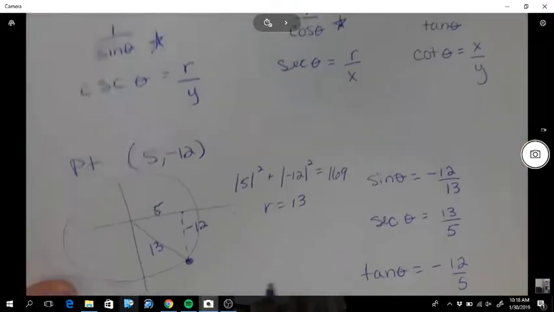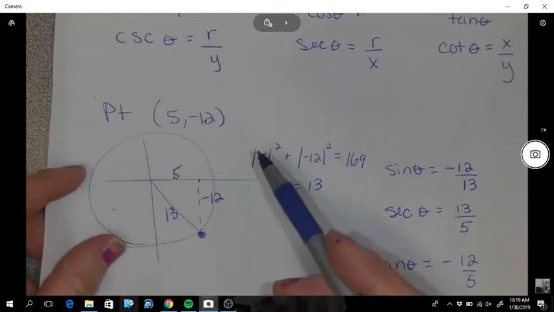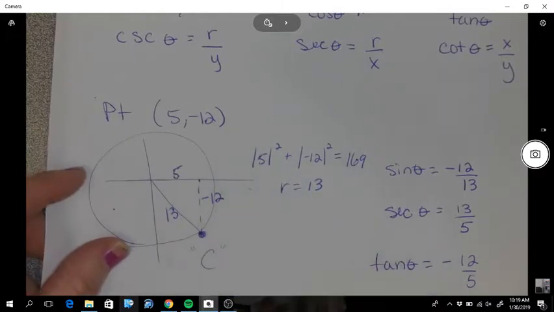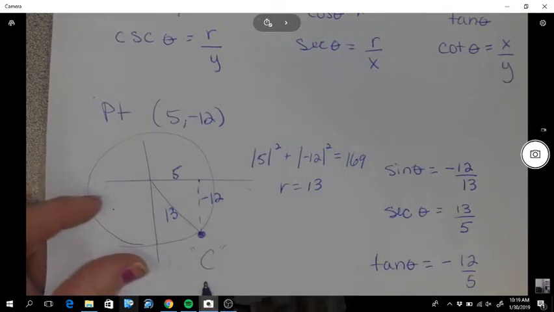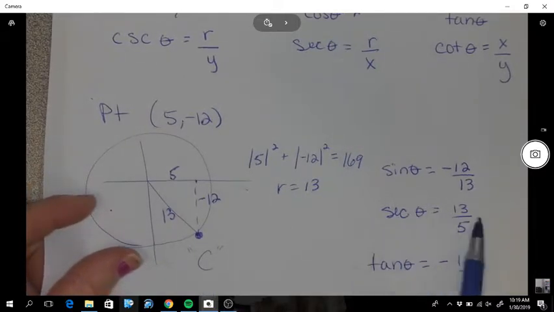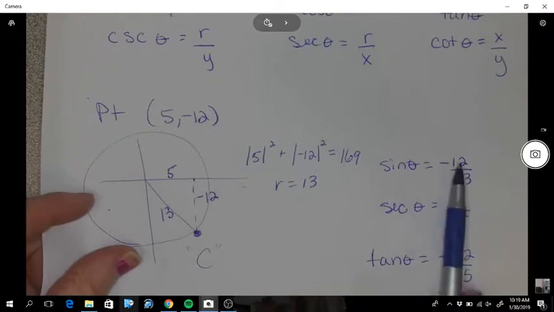Okay, just a side note, remember your ASTC stuff. This is in the C quadrant, right? So anything pertaining to cos better be positive. So this is dealing with cos, right? So it still should be positive. Other ones should be negative.